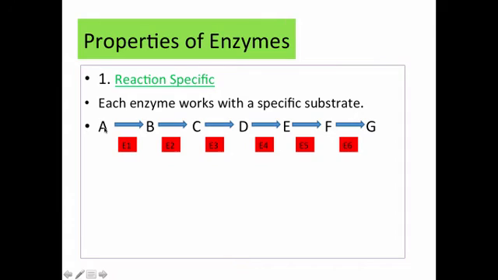I'm going to start with substance A and convert it into B using enzyme 1. Then I want to convert B to C. Well, then I have to use another enzyme, because otherwise it wouldn't fit. I get to C. If I want to get to D, I have to use another enzyme. D to E, another enzyme. E to F, another enzyme. And then F to G, another enzyme. So each reaction that occurs is specific to a particular enzyme that's going to work on it.